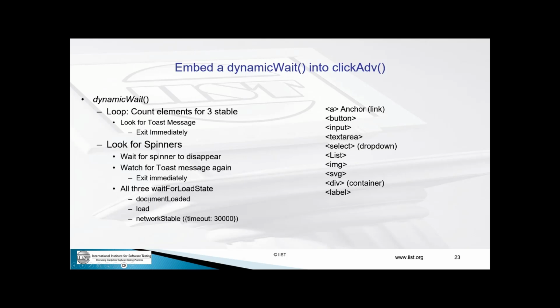And the last bit is having 3 roll-your-own wait for load states. As I said, there's a network stable, but it's the very last one I'm doing. I'm also giving a timeout saying, hey, don't go past 30 seconds if you think the network is still going on. I use document loaded and load. And these are the different types of elements we could be looking for, specifically a spinner element. We definitely want to be looking for some of these. So we'll move forward onto that.